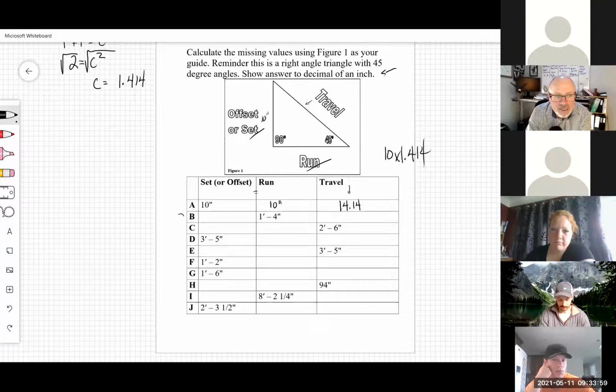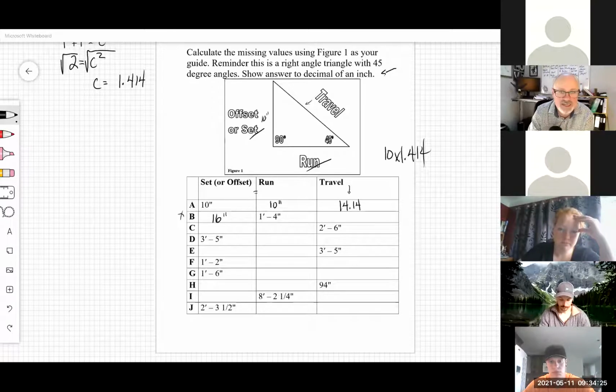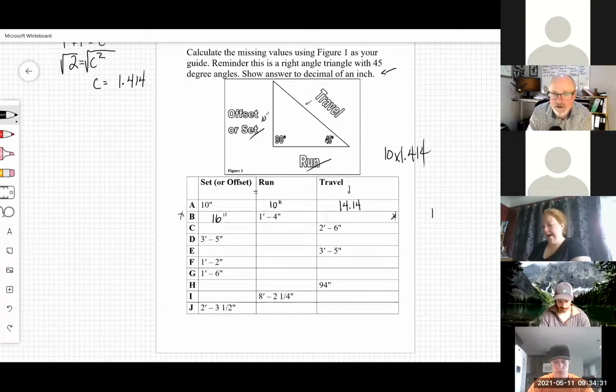So let's go to B. So if my run is 1 foot 4 inches, my set or offset has to be 1 foot 4 inches, or 16 inches. Yes, has to be. They are the same. Thank you, Josh. Now, what is my travel? What is this travel right here? 22.624. Yeah, it's going to be 16 times 1.414.